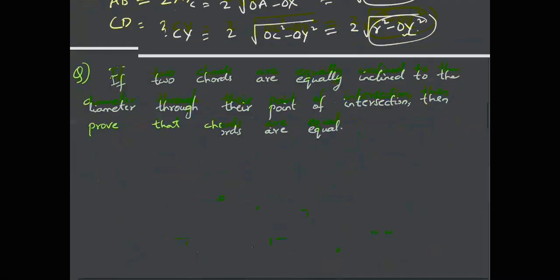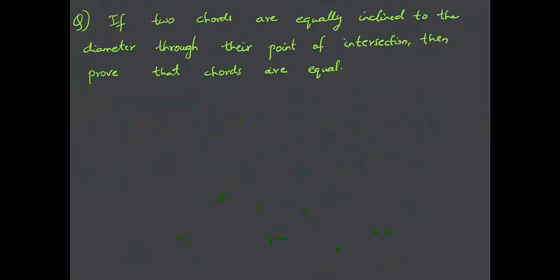Yes, let us move forward. Yeah, try this question. If two chords are equally inclined to the diameter through their point of intersection, then prove that the chords are equal. So let me first explain the question to you.